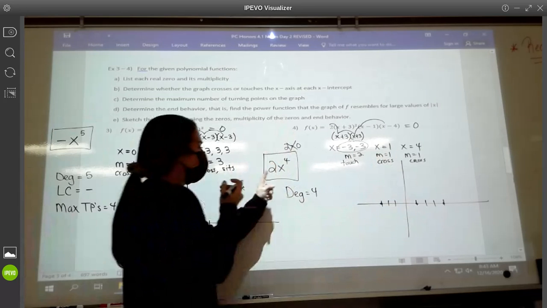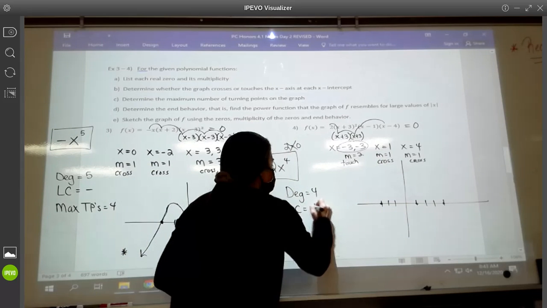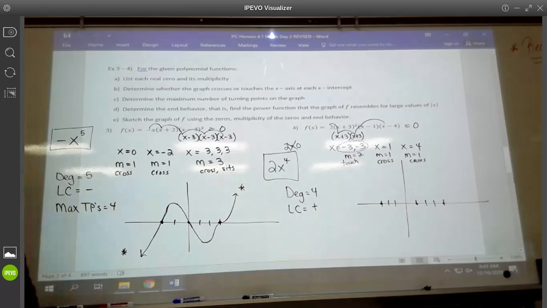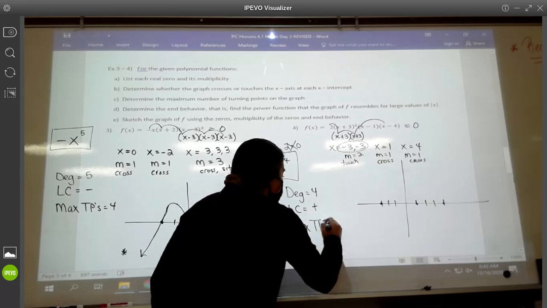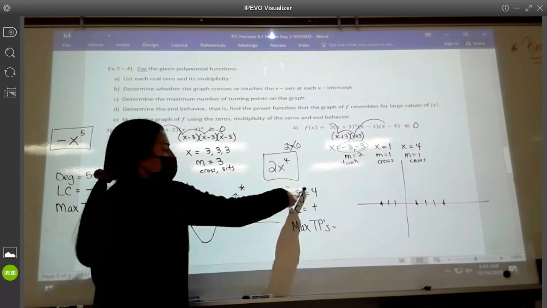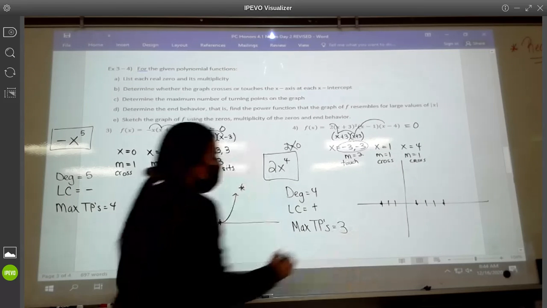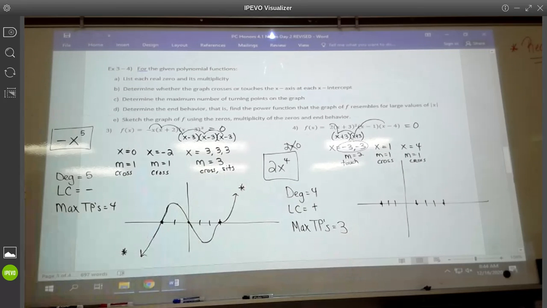All right, its leading coefficient is positive, and the max number of turning points, the max number of times it could turn and change direction, well, if it's degree 4, then the max is 3. It could turn 3 times.